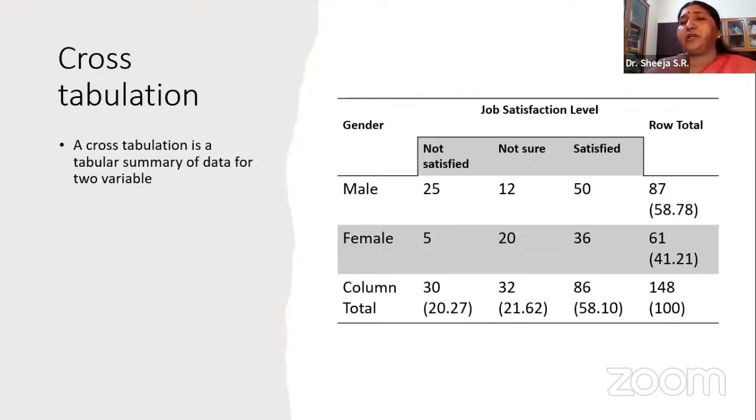58%, 86 total number of people. 58% of people are satisfied with their jobs, and 20% are not satisfied, and 21% are not sure. They do not know whether they are satisfied or not satisfied with their job. And we can also make inferences regarding gender differences in satisfaction levels.